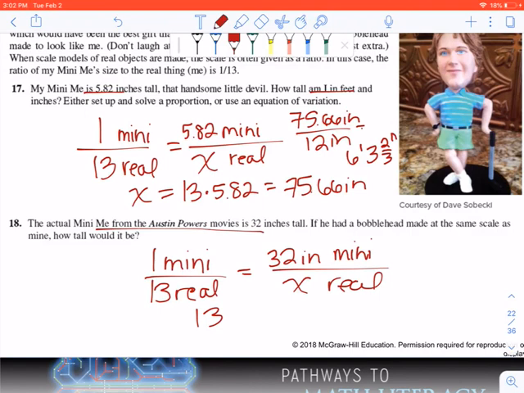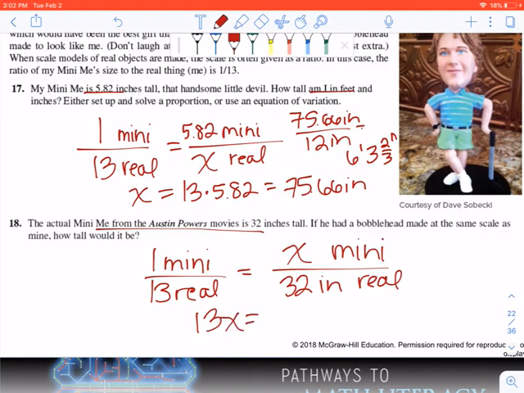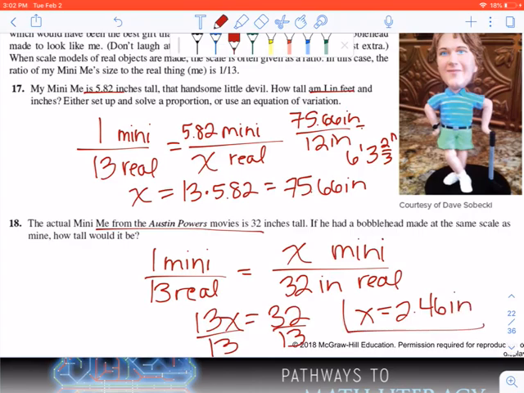Okay, the actual mini-me, I messed that up, sorry. The actual mini-me is the real person, so 32 inches is the real mini-me. And if he had a bobblehead made, we want to know how tall the bobblehead would be. Sorry about that, I messed that up. All right, so now cross multiplying, I have 13 times x, and then 1 times 32. If I divide by 13, I should get 2.46 inches. So that would be the doll's height.